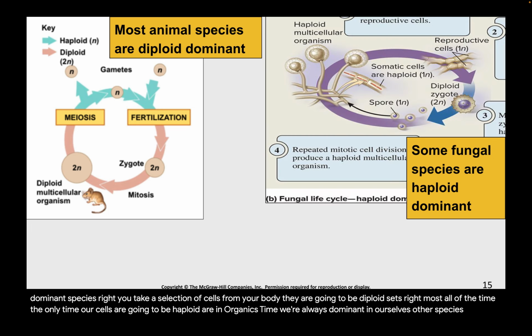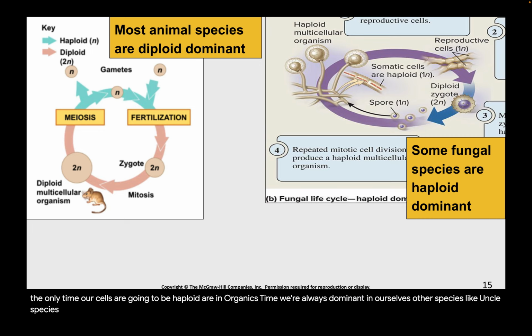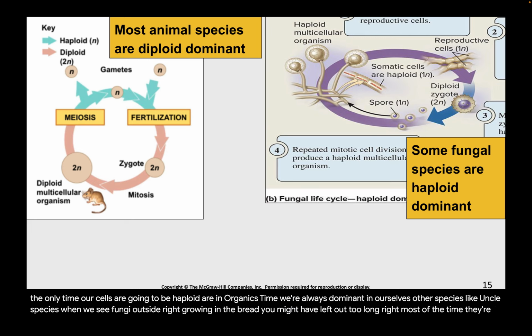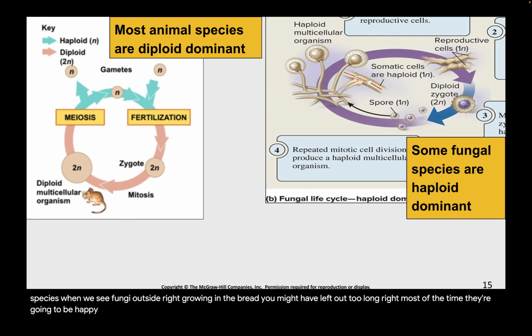Other species, like fungal species, when we see fungi outside, growing in the bread you might have left out too long, most of the time they're going to be haploid dominant species. So if you collect the cells from the bread mold, you're likely only going to see haploid cells because they're a haploid dominant organism.